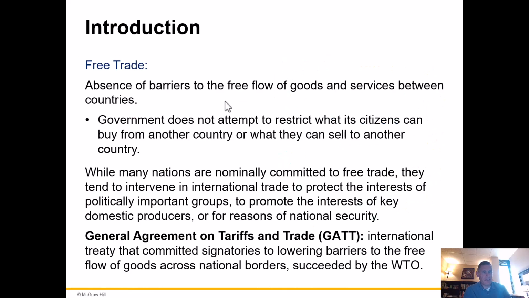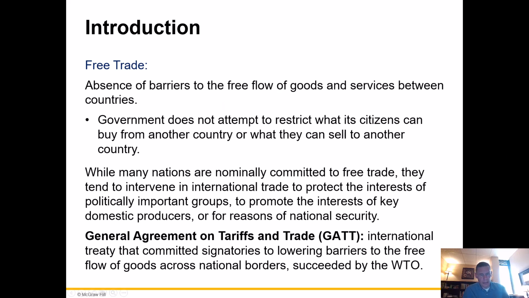So free trade. Think of this as the absence of barriers to the free flow of goods and services between countries. Government does not attempt to restrict what its citizens can buy from another country or what they can sell to another country. While many nations are nominally committed to free trade, they tend to intervene in international trade to protect the interests of politically important groups, to promote the interests of key domestic producers, or for reasons of national security.